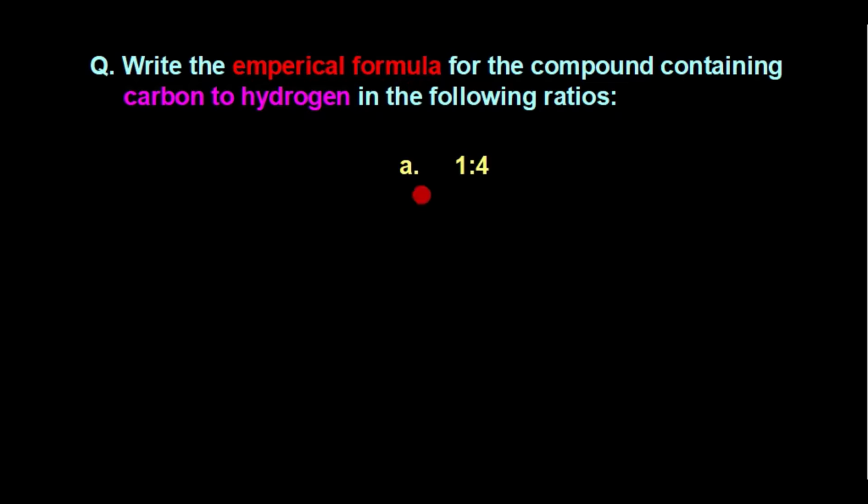The first ratio given between carbon and hydrogen is 1:4. We write carbon ratio hydrogen: 1:4. It cannot be further simplified, so this is the simplest whole number ratio between carbon and hydrogen. So the empirical formula for this compound would be CH4, in which the ratio between carbon and hydrogen is 1:4. I hope this is clear. Now we will see the next question.